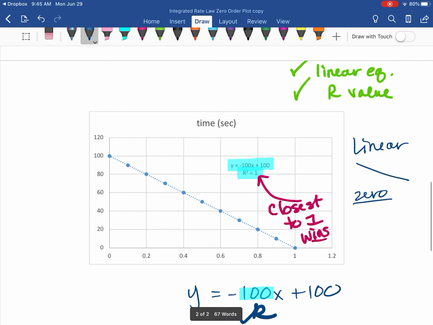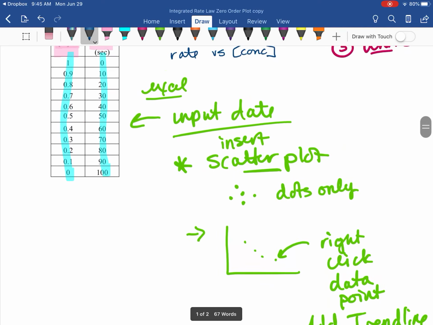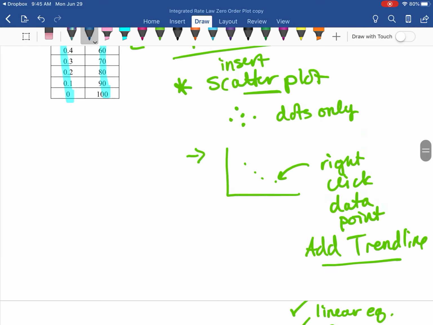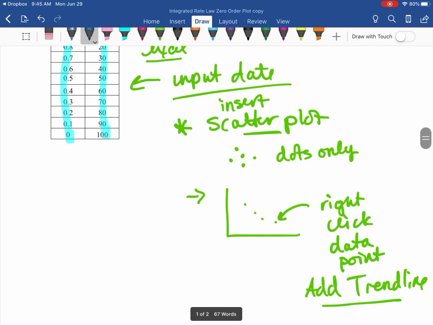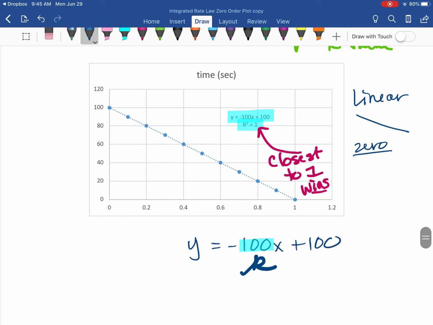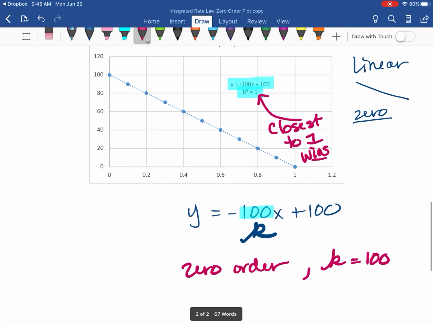So without even solving a darn thing, we just put in our data from Excel. We took that data from Excel. We let Excel do a nice trend line. And without even calculating anything, we have figured out that this is 0 order. And we figured out that k is 100.